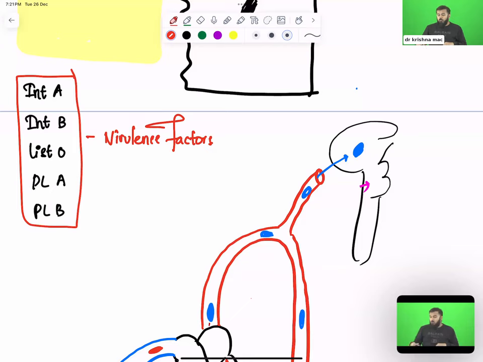Now let us see what will happen when this affects the person. Okay. So let us start from the stomach.